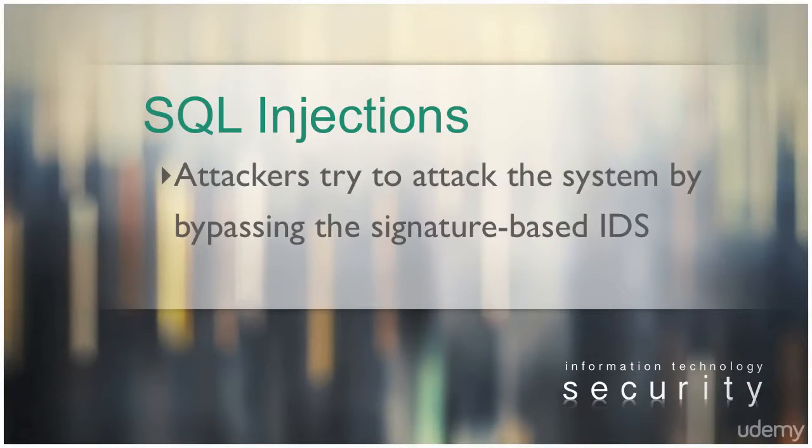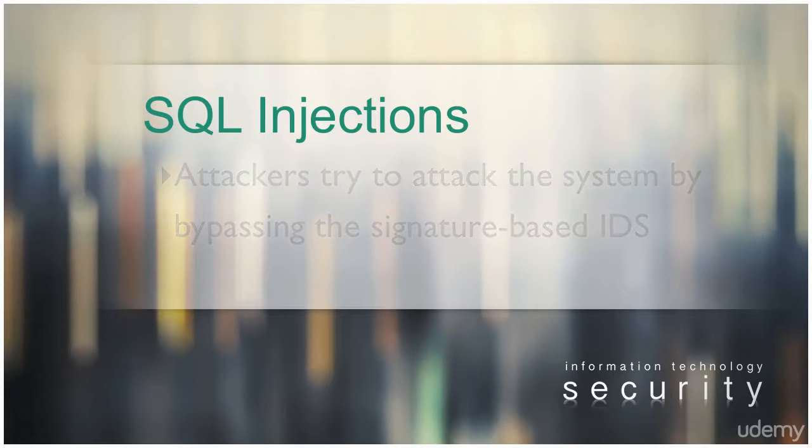So attackers try to attack the system by bypassing the signature-based IDS. Then they try to obscure the input strings to avoid detection, as all of them want. Yeah.